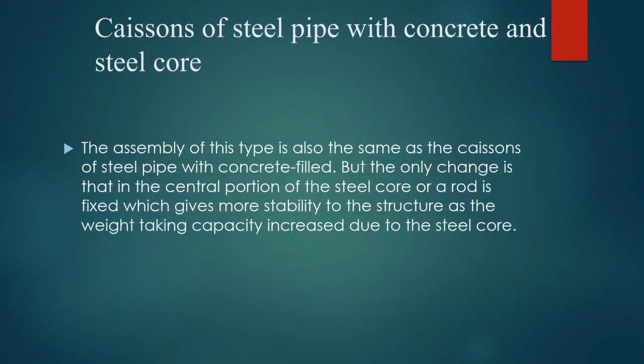Caisson of steel pipe with concrete and steel core. The assembly of this type is also the same as the caisson of steel pipe with concrete filled, but the only change is that in the central portion, a steel core or rod is fixed, which gives more stability to the structure as the weight taking capacity increases due to the steel core.